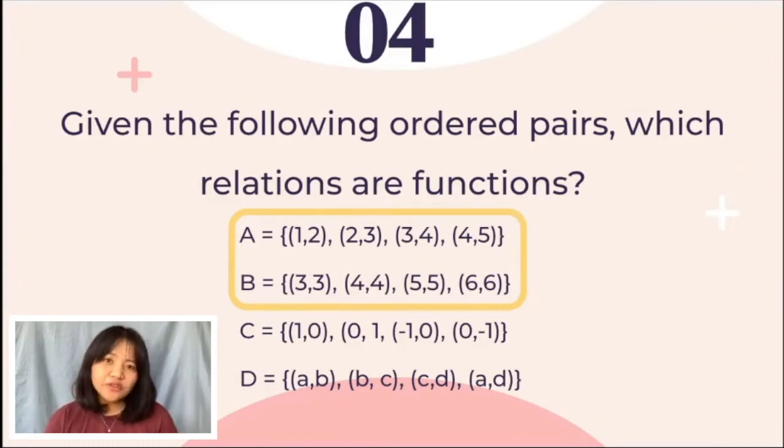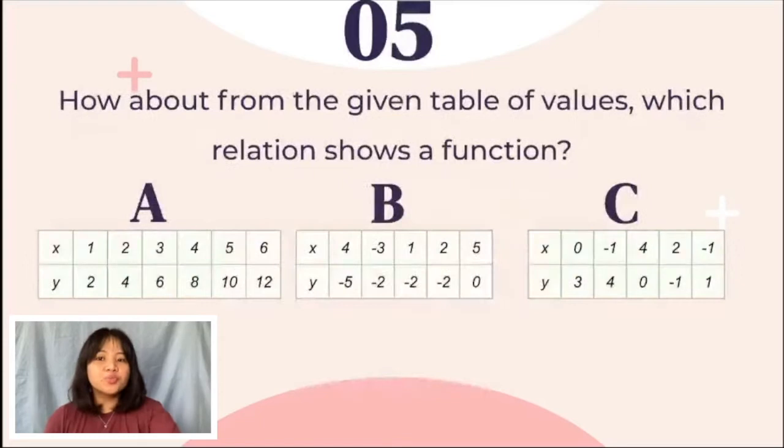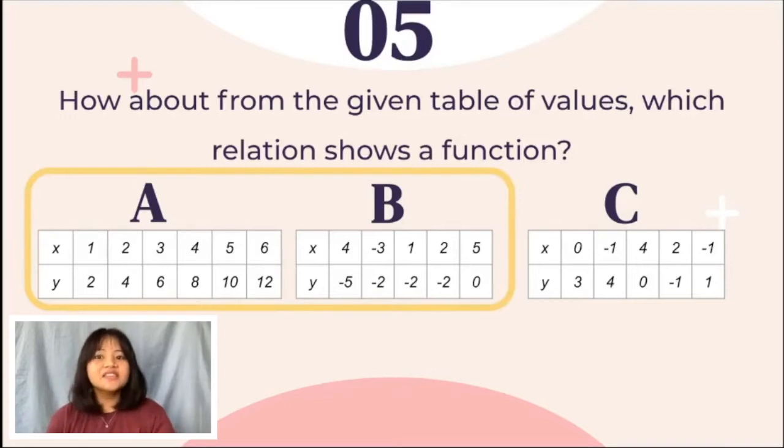So let's go to our fifth statement. I'm going to give you 5 seconds to try to answer it again. So choose between A, B, and C, pwedeng dalawa. How about from the given table of values? Which relation shows a function? 5, 4, 3, 2, and 1. So the correct answer is letters A and B. A and B are functions since all the values of x corresponds to exactly one value of y. So, katulad kanina, meron tayong 1-to-1 correspondence.